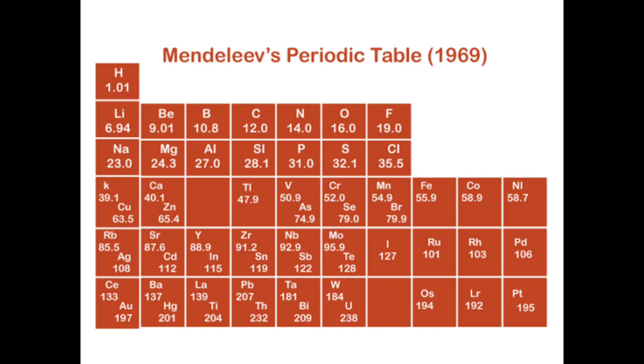based on their atomic mass. So he left spaces; you will see some spaces, immediately after calcium there is a space. Then immediately after tungsten there is also a space. So in the long run, these elements were discovered. So this is a typical structure of Mendeleev's periodic table.